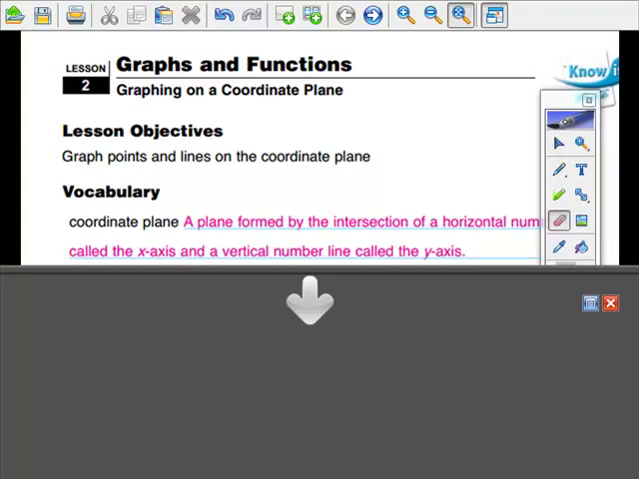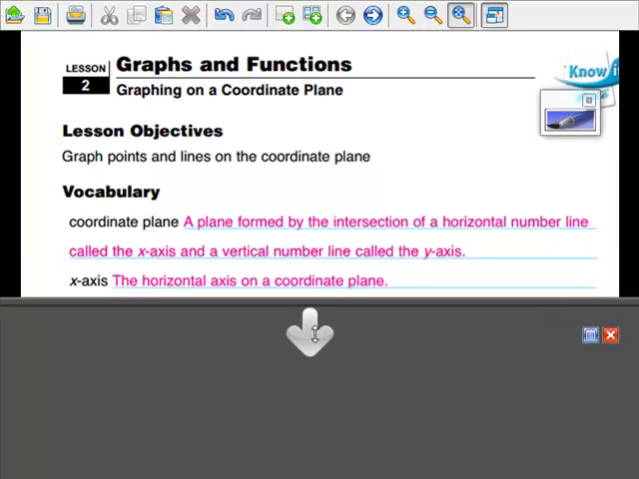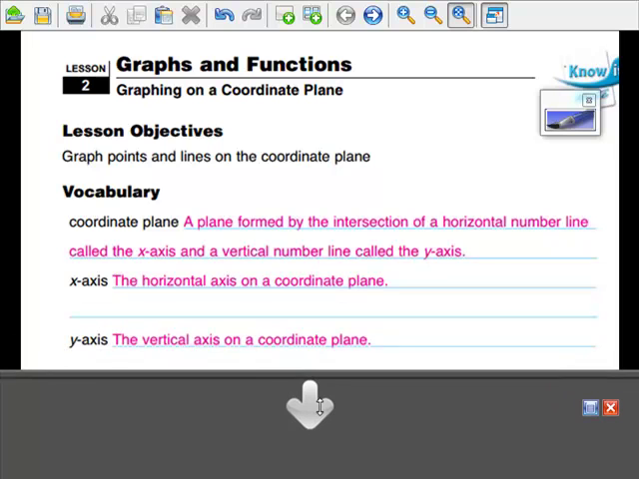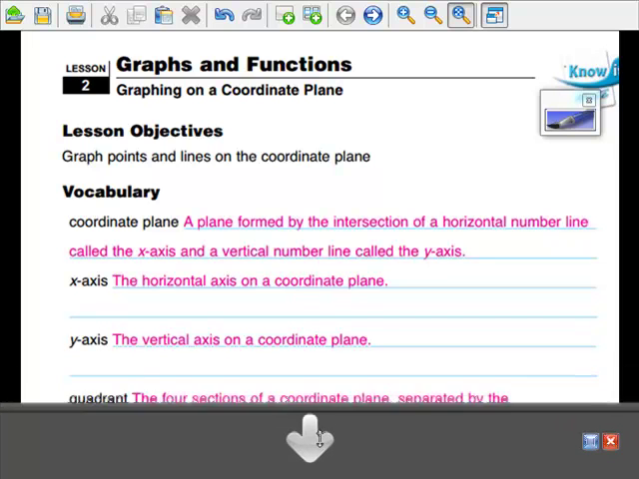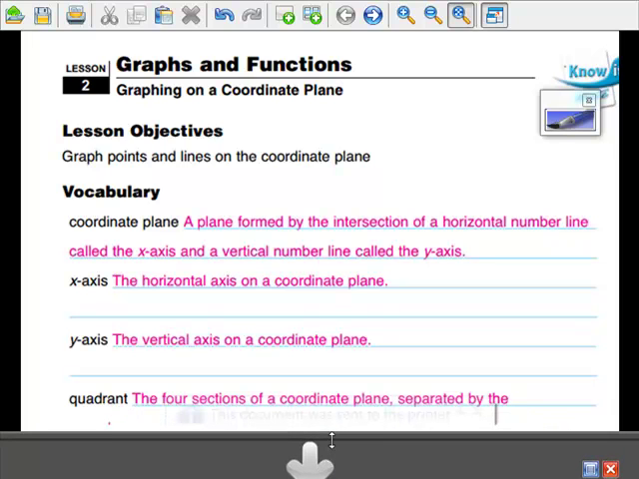So first you have a coordinate plane. And that's a plane that's formed by the intersection of a horizontal number line and a vertical number line. The horizontal is called the x-axis and the vertical is called the y-axis. Next we have the x-axis, which is the horizontal axis on a coordinate plane, and the y-axis is the vertical axis on the coordinate plane. And then we have a quadrant, and the quadrants are the four sections of a coordinate plane separated by the x and y axis.